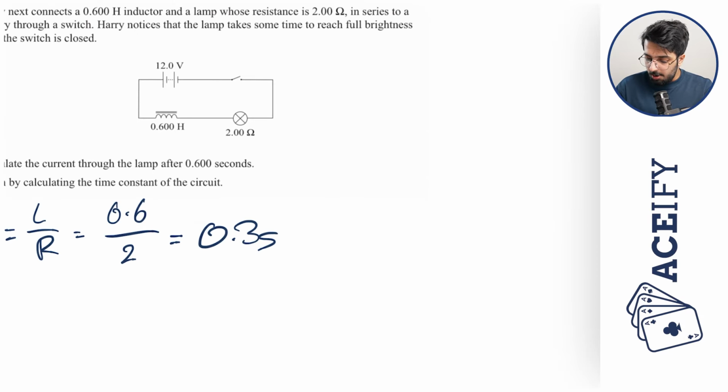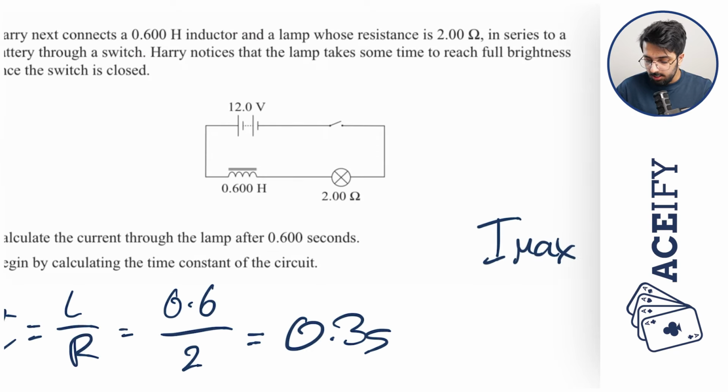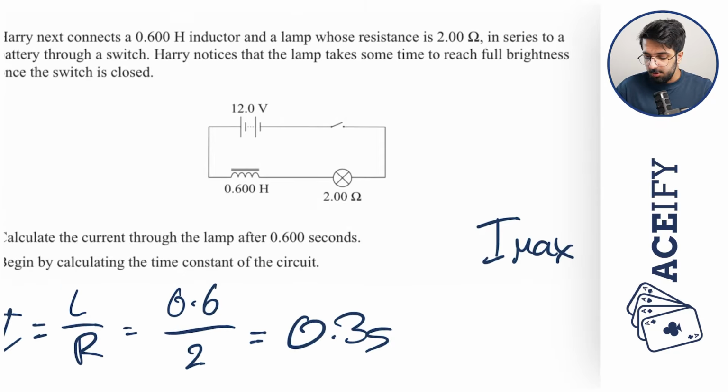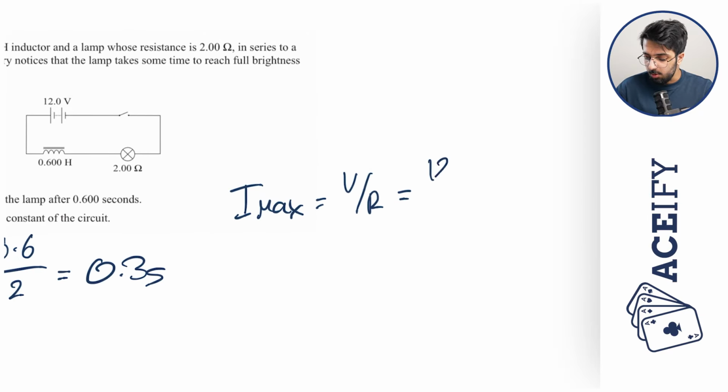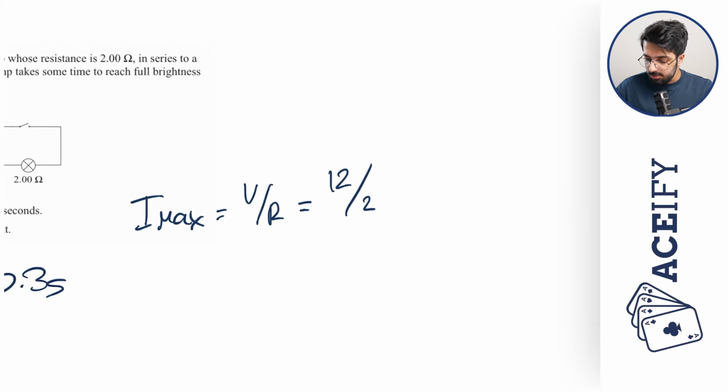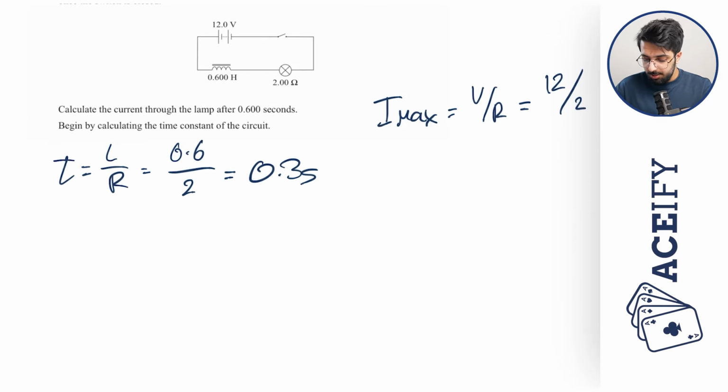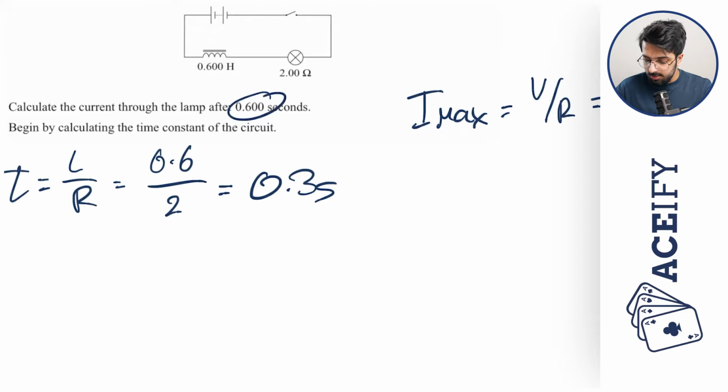We can calculate our max current. Remember, our max current is when the inductor is no longer producing a back EMF, and so therefore our inductor acts like an ideal wire. And so Ohm's law just applies, and we have V over R, where our R is equal to 2 ohms, and our V is equal to 12 volts. And so this is equal to 6 amps. Therefore, 0.6 seconds is after 2 time constants, because 0.3 times 2 is 0.6.